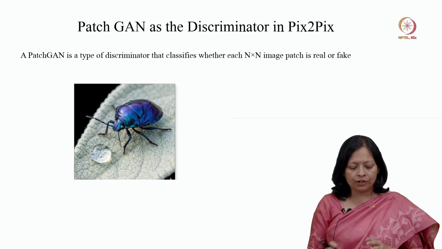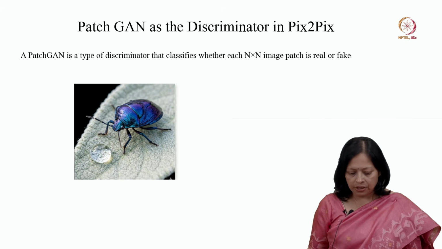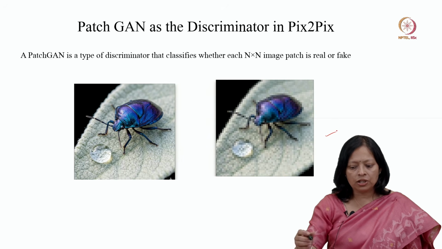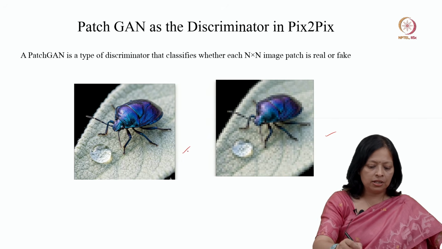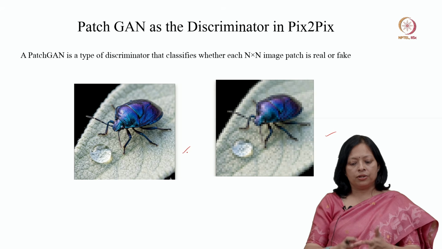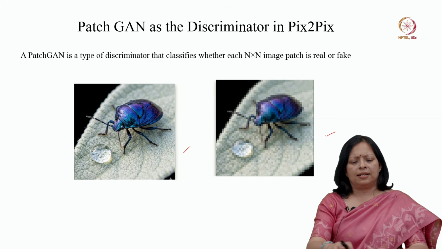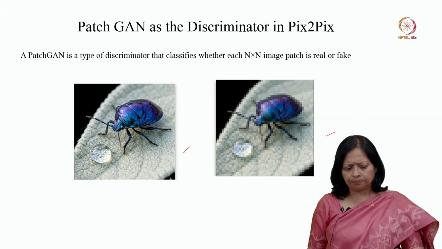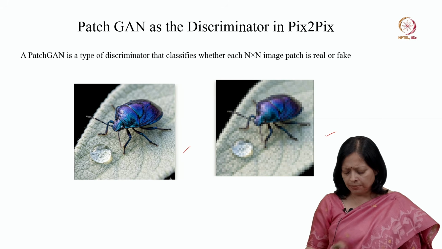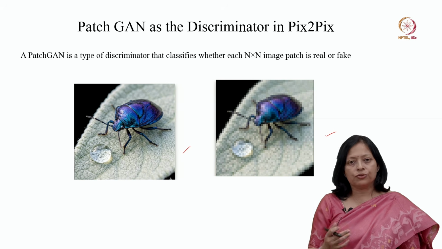So, let us have a look. Suppose this is my real image and this is my generated image. You can see the real image has much better resolution, while the generated image is very blurry, but it is capturing some of the details of the real image. It is very blurry, and the resolution is bad.